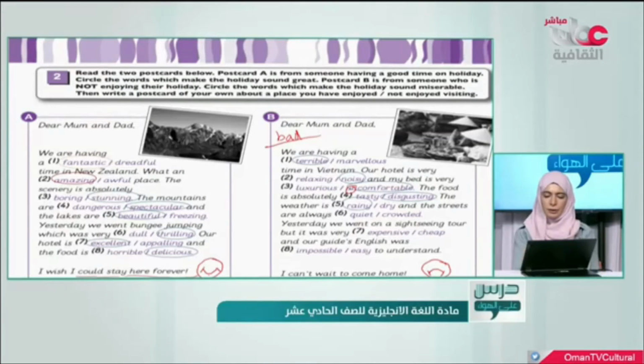Quiet and crowded. Which one? Of course, everyone prefers to have some quiet places, so the correct answer is crowded. Then expensive and cheap, which one of the two adjectives is the most negative word? Expensive. Then we have impossible and easy. Of course, impossible is the correct choice. Now check your answers. And let's move to the next task.